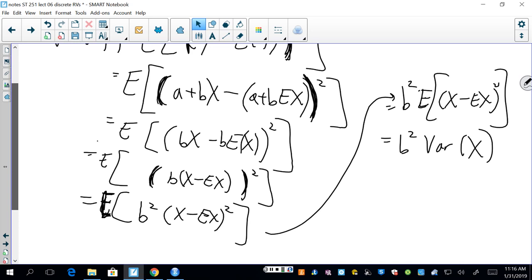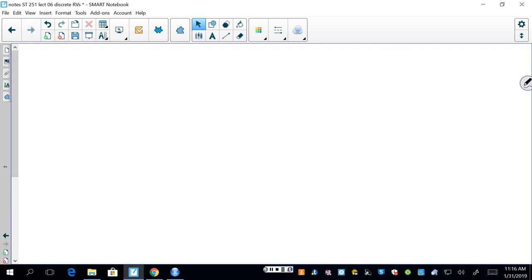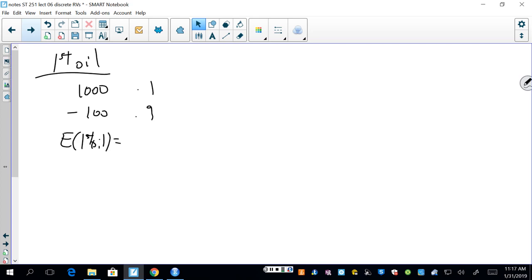Let's do a variance calculation then two ways. So in this first oil example, we have 1,000 with probability 0.1 or negative 100 with probability 0.9. The expected value of the first oil example was $10. So what's the variance in this first oil revenue situation?